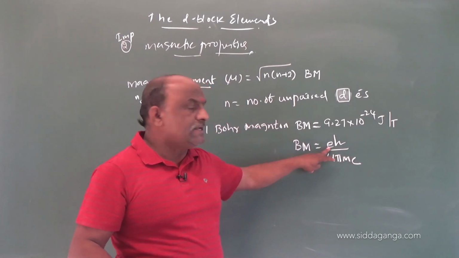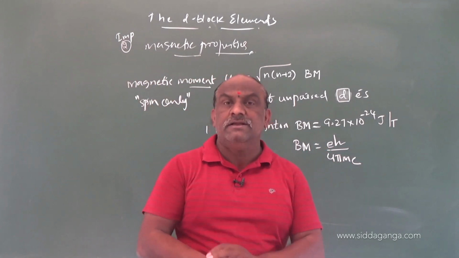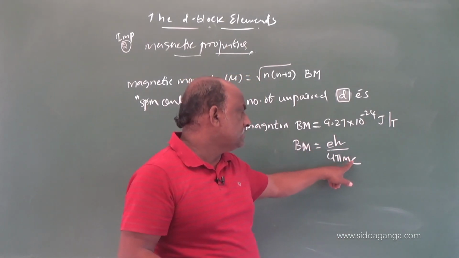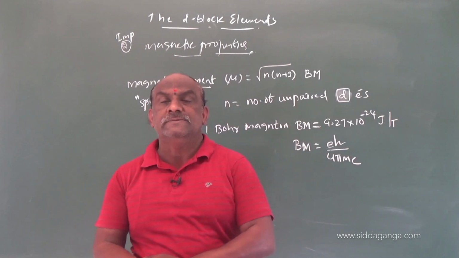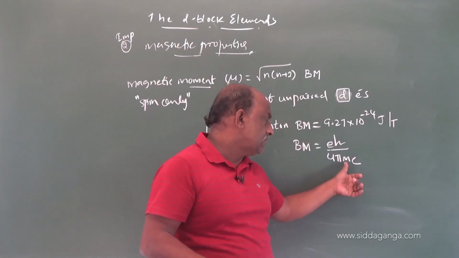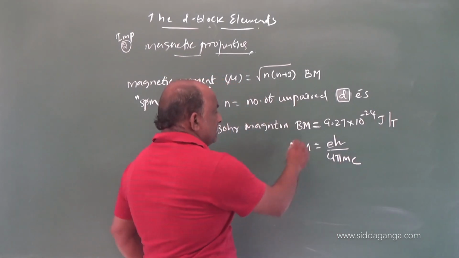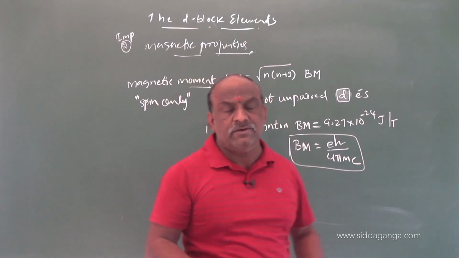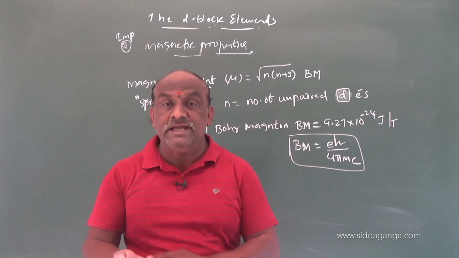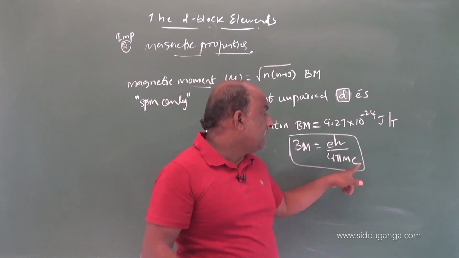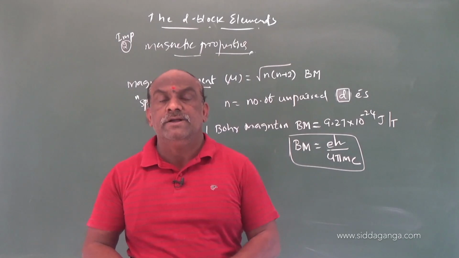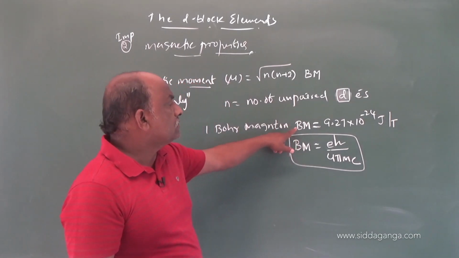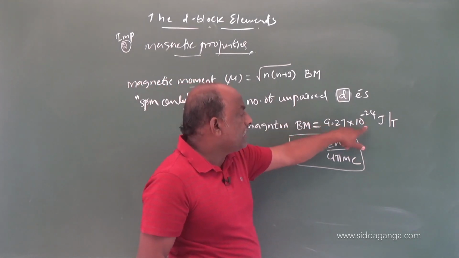In this equation, what is e? Charge of an electron in electrostatic units. h we know is Planck's constant, m is mass in grams, c is velocity in centimeters per second, and pi is a constant value. So, this is the mathematical formula to calculate 1 BM. BM equals eh by 4 pi mc. So, what will be the value? 1 BM equals 9.27 into 10 power minus 24 joule per Tesla.